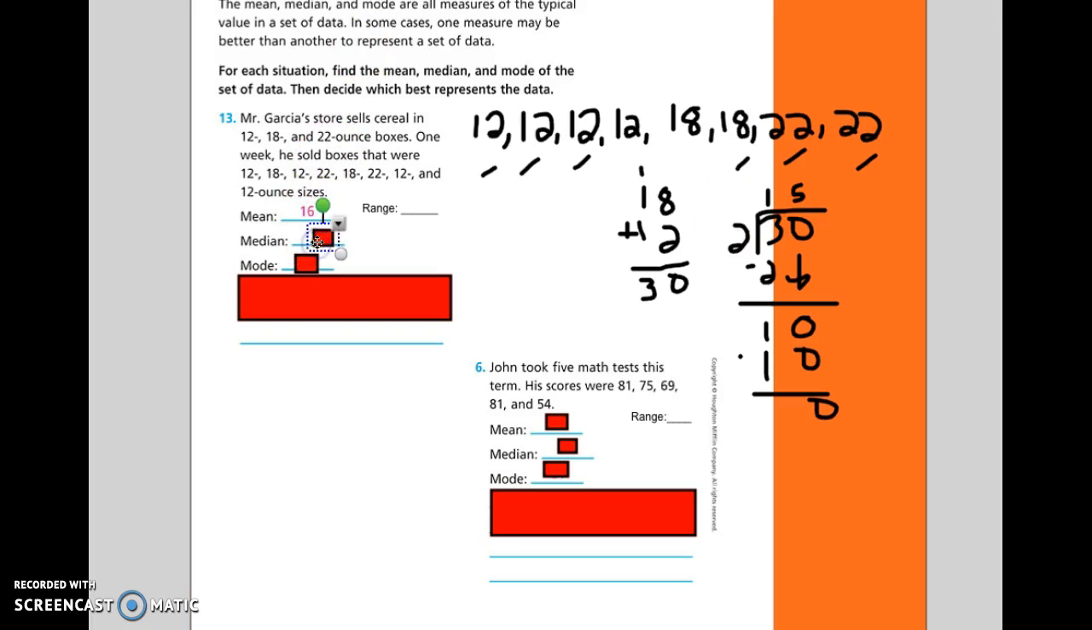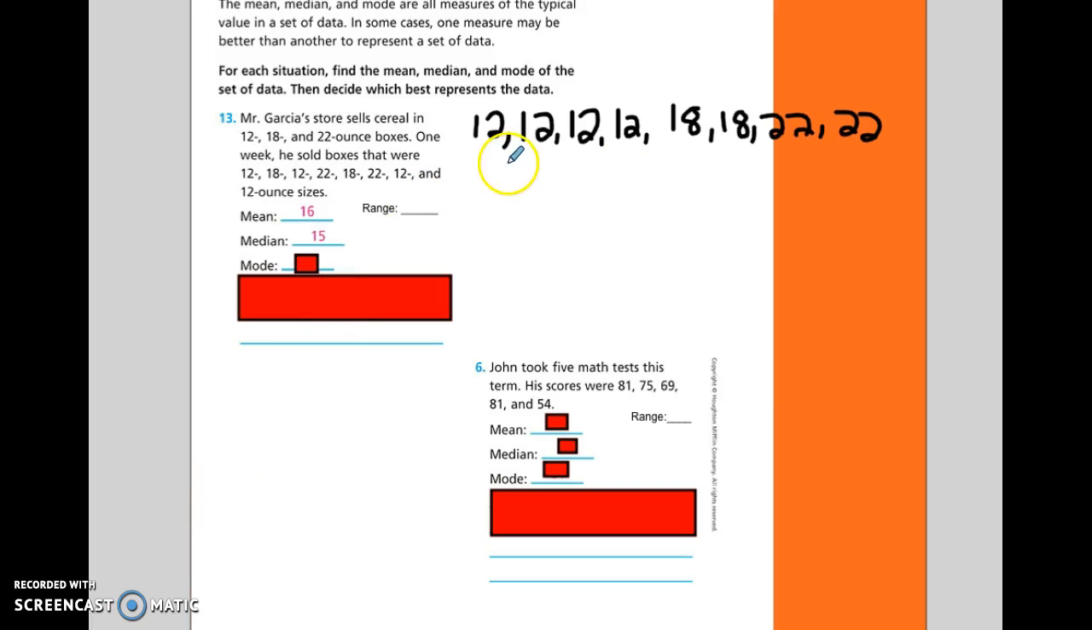All right. Next, we're going to find the mode. All right, remember the mode is the number that's listed the most times. So I look here, I've got 4 12s, 2 18s, and 2 22s. So my mode is going to be these 4 12s. They're listed the most times. So my mode is 12.